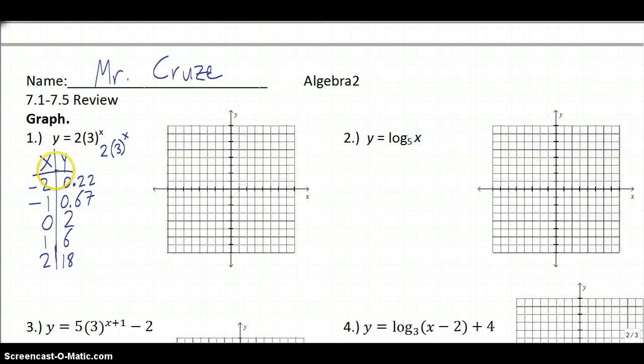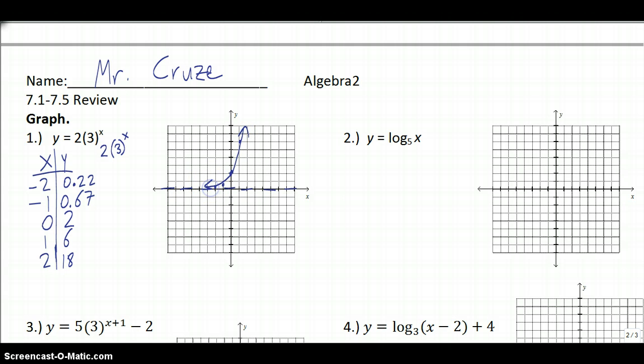Obviously it goes off the graph, but remember, I'm looking at your t-table and your graph together. Since there's nothing being added on out here, I know my horizontal asymptote is y equals 0. So I know not to go above or below that line depending on which way my graph goes. So -2, 0.22 is right here. -1, 0.67 is right here. 0, 2. 1, 6. It's right there, and then here's my graph.